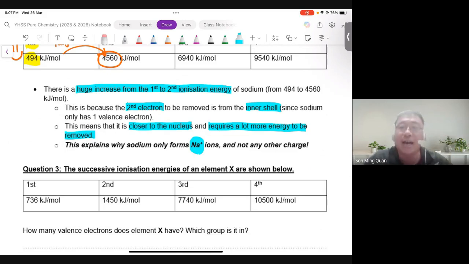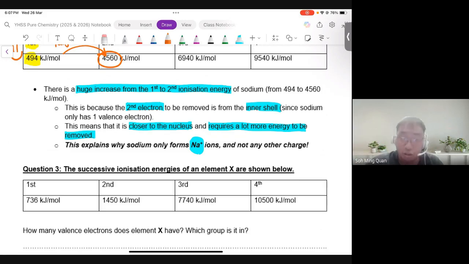The energy required to remove the first electron, the energy required to remove the second electron, and so on and so forth. We always look for the large increase. Okay? Don't go for the small differences. Go for the large increase.